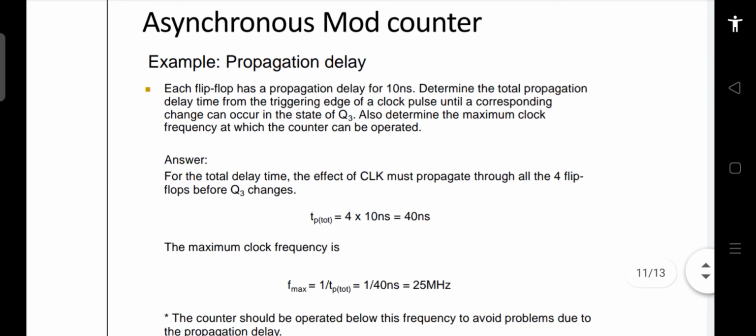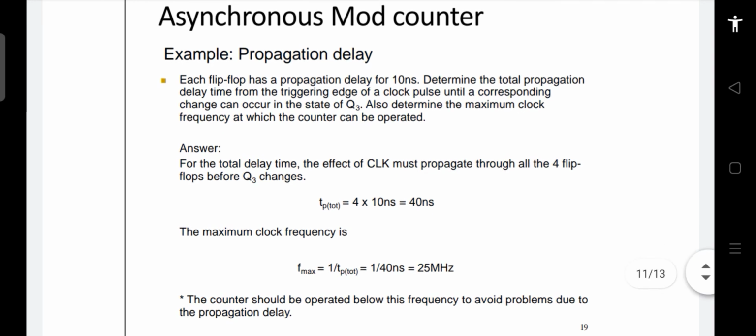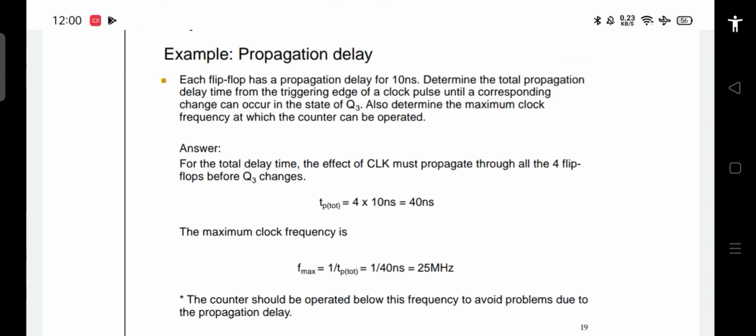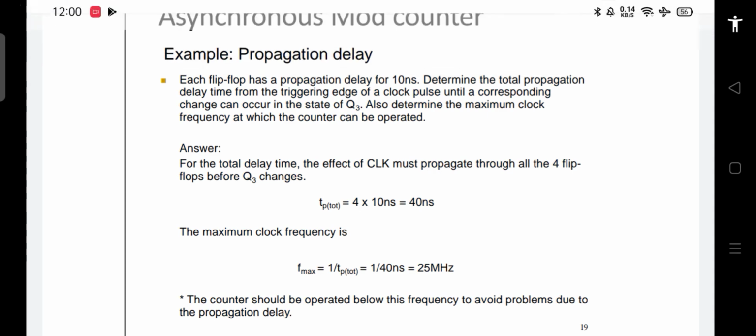Then, because I have talked about the propagation delay, let us try to calculate the propagation delay for some circuits, for a simple circuit. There is some problem in this slide. I have corrected it, but it is not showing here. So I'll show you in the next slide. Let me change it.